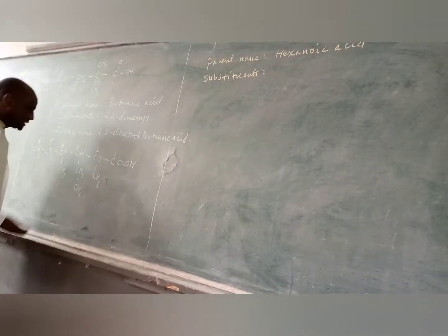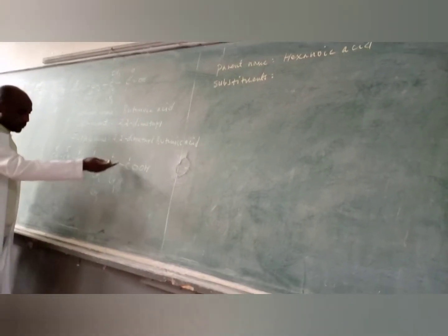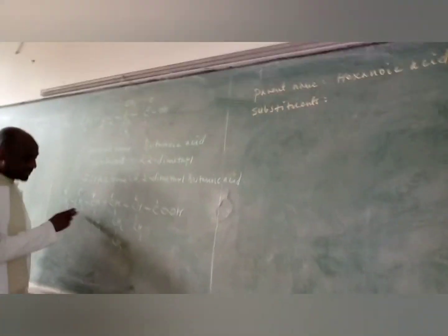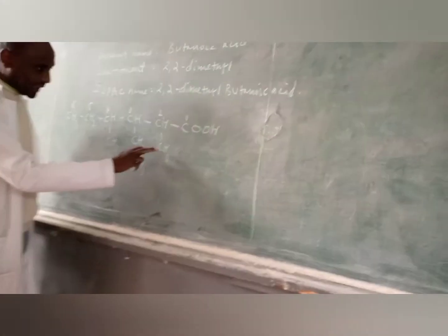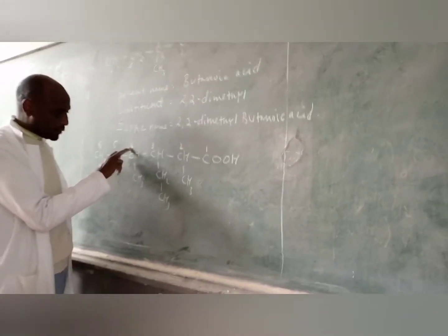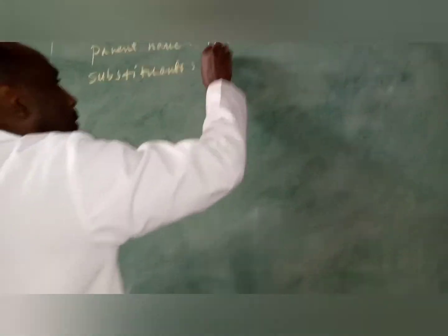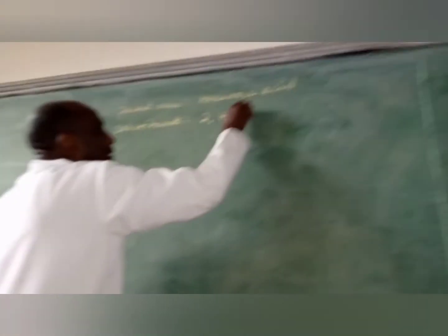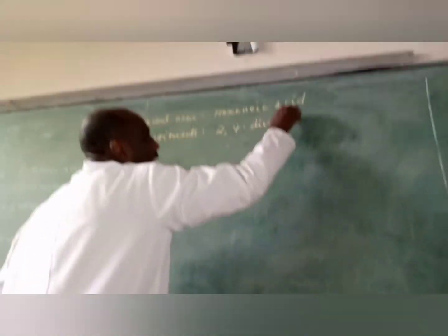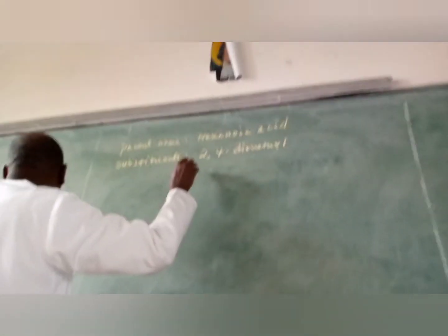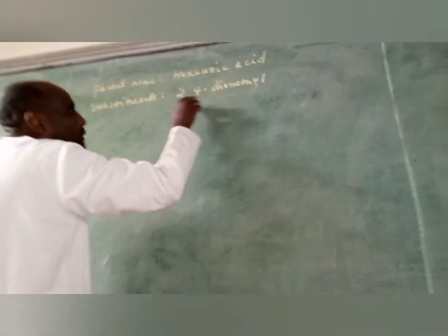Substituents or the side chain. The side chains are those out of the parent structure. Here we have methyl on the second carbon, methyl on the fourth carbon, and we have ethyl on the third carbon. Now these are the substituents. You can say 2,4-dimethyl, and the other one is 3-ethyl. On the third carbon we have ethyl.